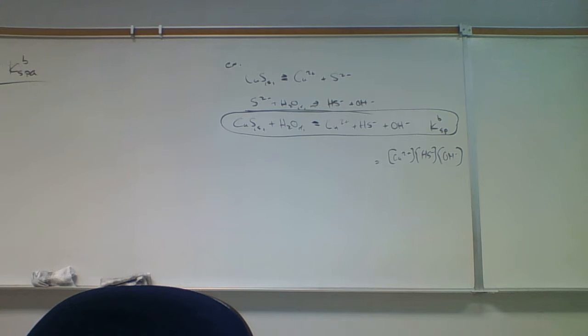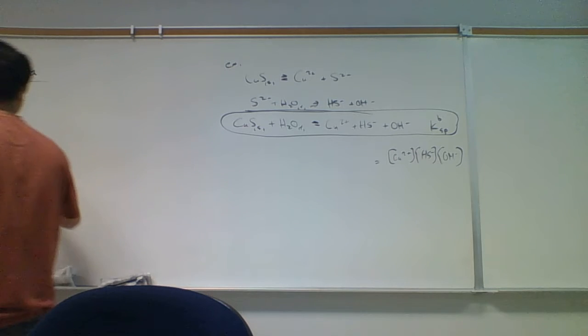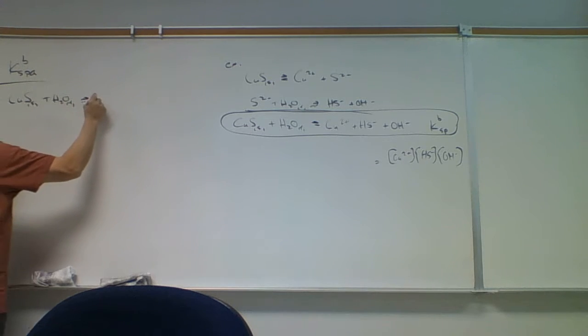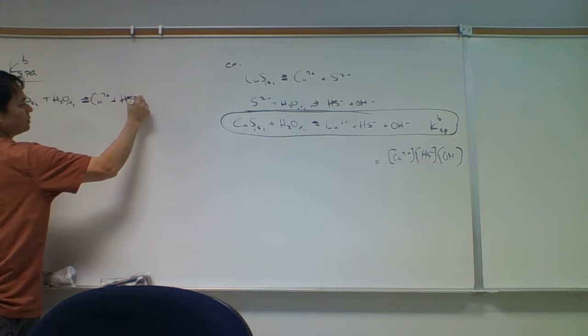And so this deals with the formation of weaker bases from stronger acids and bases. And so let's take a look at this. When we look at the KSP equation for sulfides, we always have to add this water here. It's going to generate Cu2+, HS minus, plus OH minus.